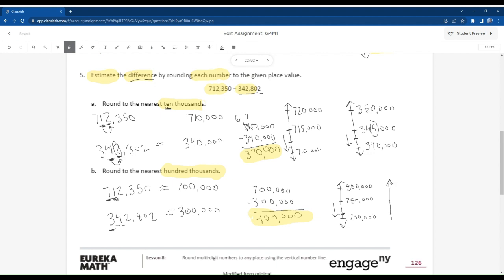Same thing over here with rounding 342,000. I would have 300,000 and 400,000. Halfway would be 350,000. So again, this 4 in the 10,000s is not greater than this 5 of my halfway number. So I would round down to 300,000, and these numbers are shown here.